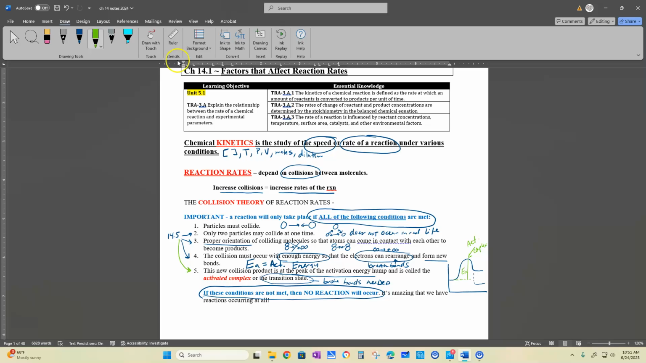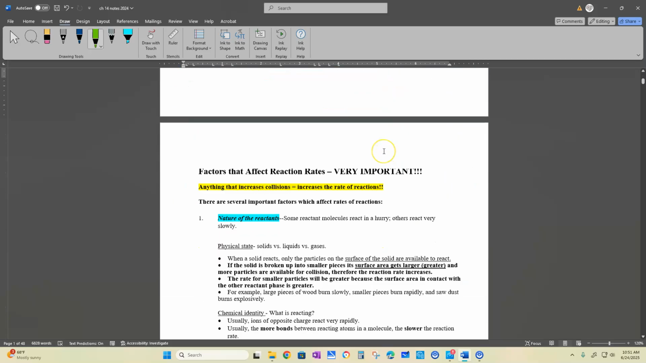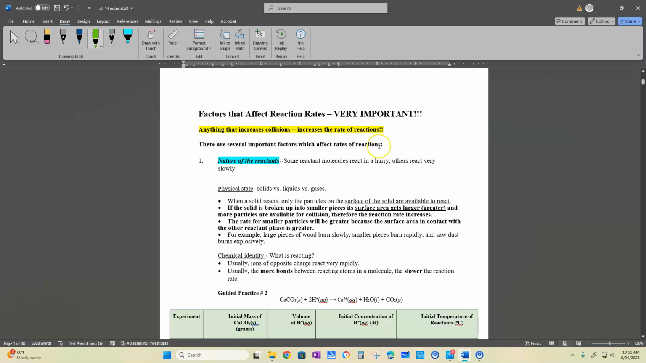So it's really amazing how we actually get a reaction to occur. So let's look at 4 things that can affect the rate of a reaction. Anytime you increase collisions, you make it go faster. Okay? So the molecules are speeding up. You not only have it go faster, but you can also produce the products that you need even quicker.